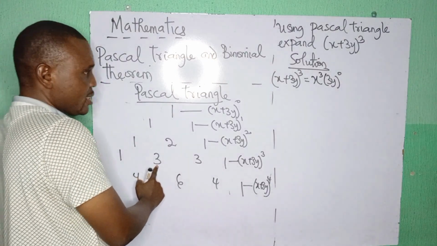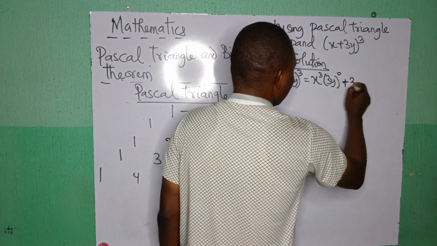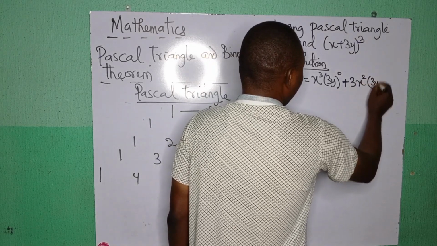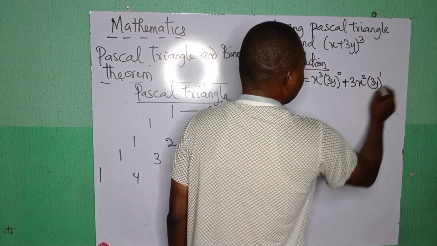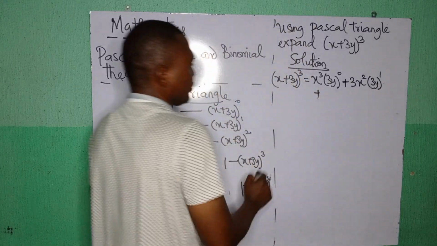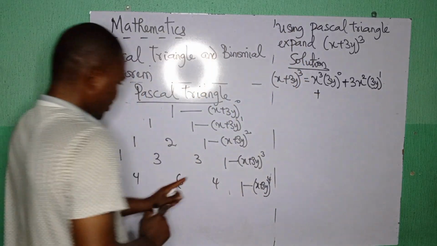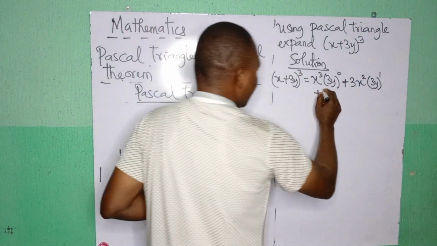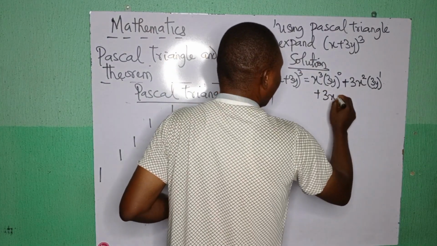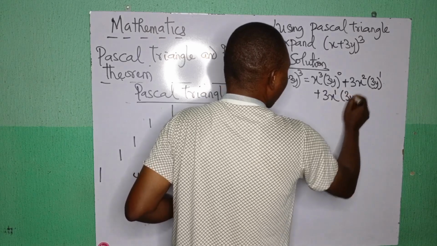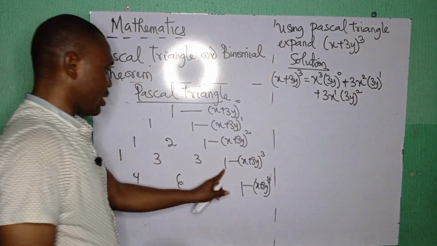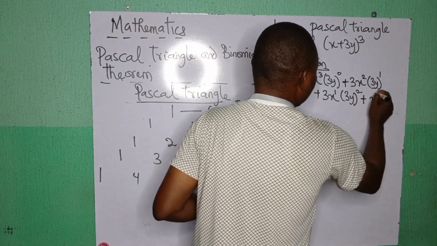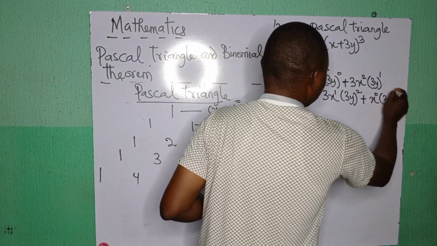Next is 3 plus 3x raised to the power 2 and 3y raised to the power of 1, and plus, come back here, this is 3, I've used this one there, so I'm going to be using this, 3x raised to the power of 1, 3y raised to the power of 2. Okay, and lastly I'm having 1 here, so that is plus x raised to the power of 0 and 3y raised to the power of 3.